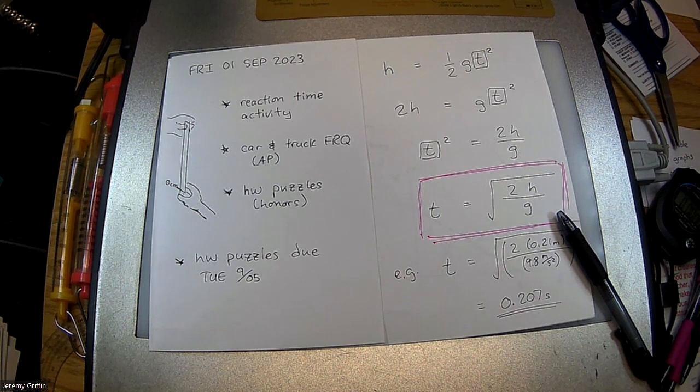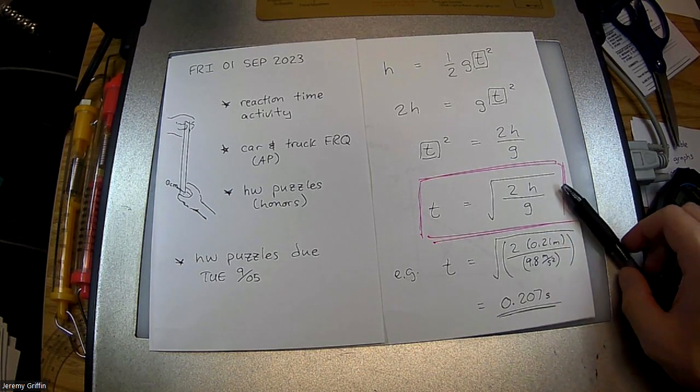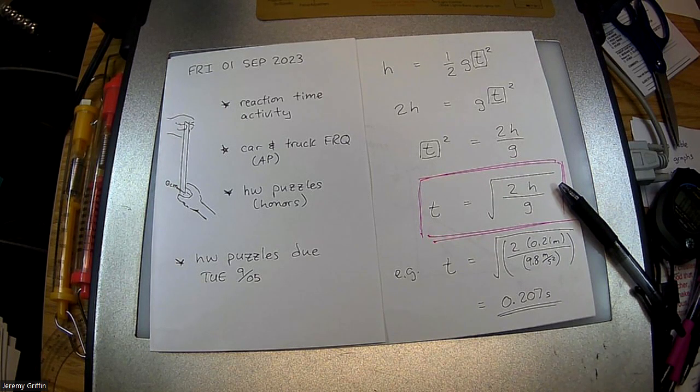Can you see that? And then, since you know how far the ruler fell, you could plug that in for what? You're going to plug that into which variable? Yeah, x or h. You can use those for displacement.